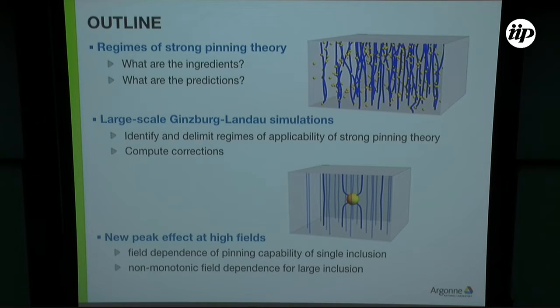And then as a last topic, I will talk about a new phenomenon that we observe for large inclusions, which we call peak effect, because we see actually a very non-monotonic behavior of the critical current, especially for large inclusions.